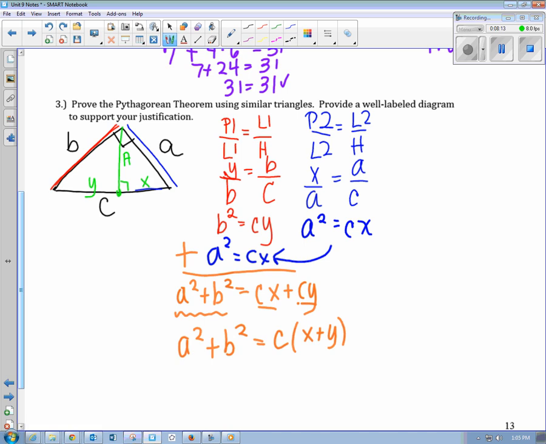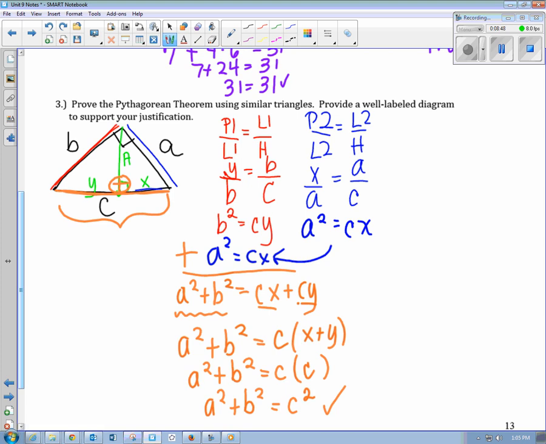And then I'm going to go back and take a look at my original picture. In my original picture, we have this hypotenuse that's broken into two parts called Y and X. And if I add Y and X together, that equals the whole thing. And the whole thing is what we call C. So in here, A squared plus B squared equals C times X plus Y, which is also C. And when I simplify, I end up with C times C, which is C squared.